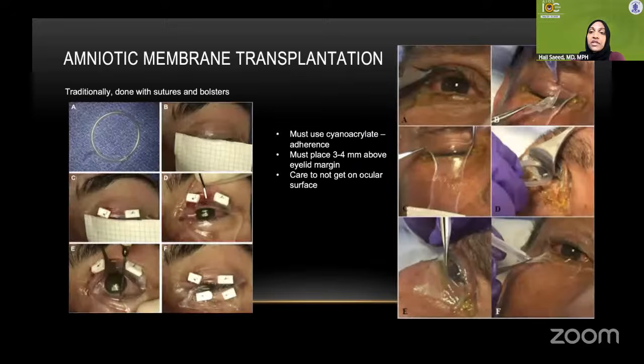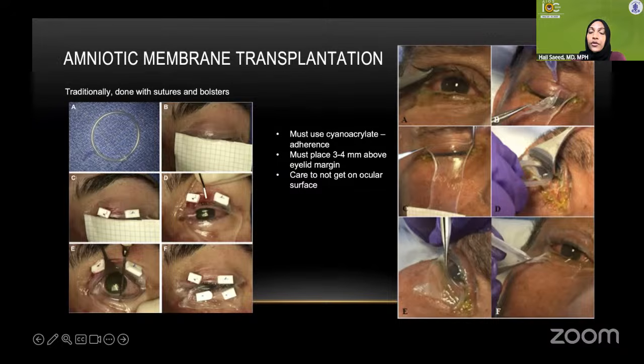And so we have developed a different technique that involves the use of glue. So in this case, we use cyanoacrylate glue instead of sutures to secure the amniotic membrane to the eyelid margin. You can see that here.